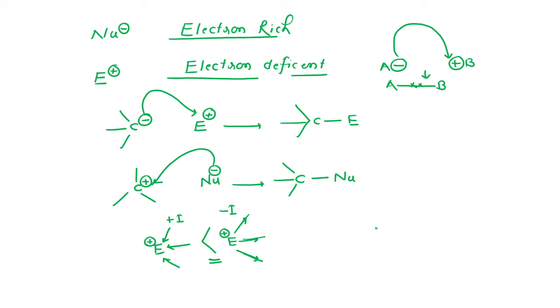In the nucleophile, it's not like this. Consider in the nucleophile that you are having these two nucleophiles. It is a carbanion also, it is also a nucleophile. The plus I effect is greater here, so this is the stronger nucleophile. You can discuss different examples of nucleophile and electrophile.